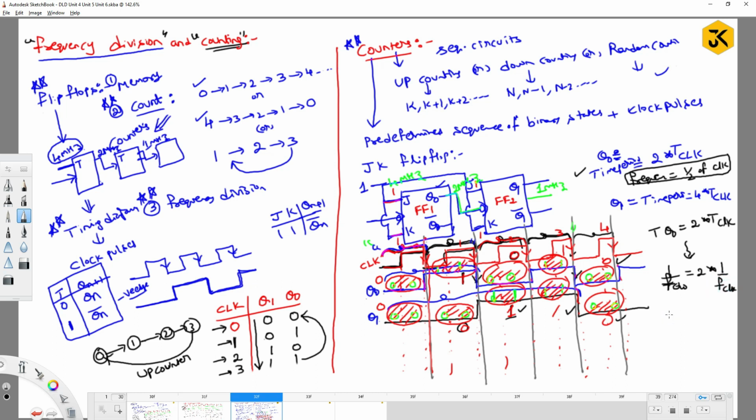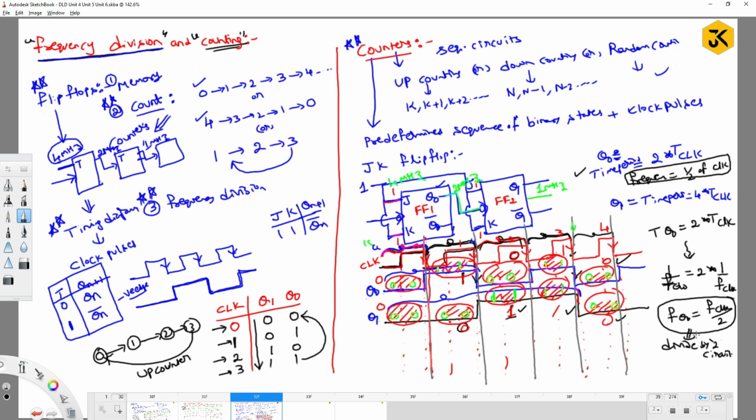right? So the frequency of Q0 equals the frequency of the clock by 2, right? This is the way you are going to decrease. So this is what we call division. The clock frequency is going to be divided. This is what we call frequency division, right? So we can simply say that this is a divide by 2 circuit. We can say simply frequency division.